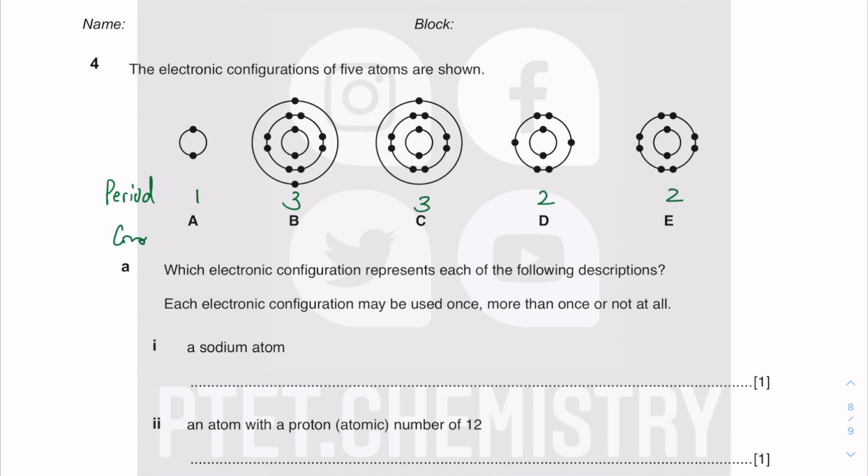When I look at group, I can tell by looking at the number of outermost shell electrons. This one has 2 outermost shell electrons, but it is a very special one because it is the first shell. It's the electronic configuration for helium, group 8. Even though it's 2 electrons, it's not group 2, because you need a bit of common sense: element number 2 is helium. This one is filled up to the 3rd shell.